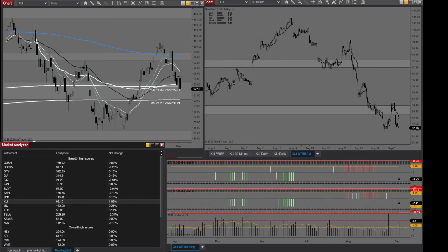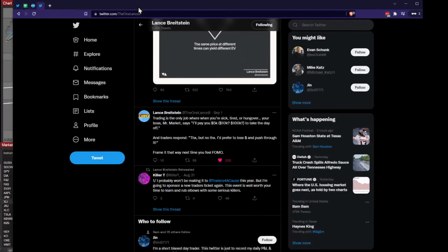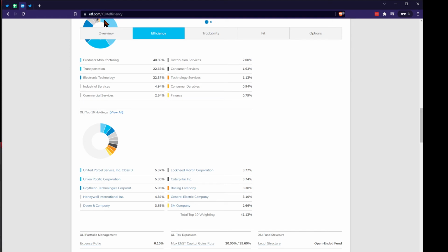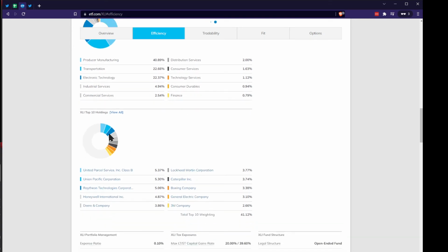So XLI is an interesting one. If you're not familiar, it is the industrials ETF. If you aren't familiar with what those different ones are, ETF.com is a really good, simple website. Just pull up ETF.com and type in the ticker. In this case, I just modify the URL because I'm kind of a tech guy. Then scroll down the list until you see top 10 holdings, and from there you can see who makes up the top 10 of that ETF.